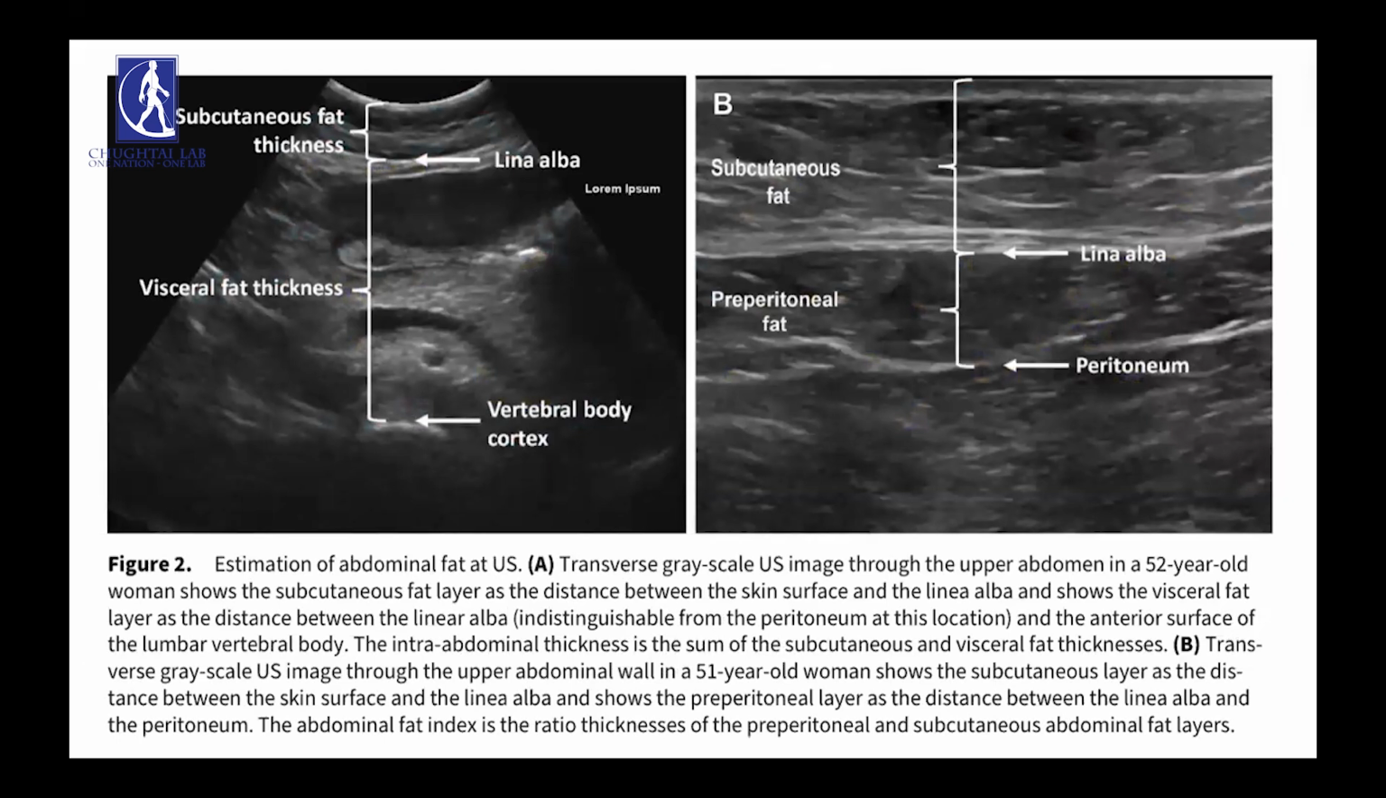Next is again a very simple technique. These are grayscale ultrasound images and they are showing how we estimate the intra-abdominal thickness and abdominal fat index. So on intra-abdominal thickness, we measure the subcutaneous fat thickness, which is the distance from the skin to linea alba, and visceral fat thickness, which is the distance from linea alba to vertebral body, and we add them. This easily gives us the intra-abdominal thickness. On image B, we are calculating abdominal fat index, which is the ratio of subcutaneous fat, the distance from the skin to linea alba, and the preperitoneal fat, the distance from linea alba to peritoneum.